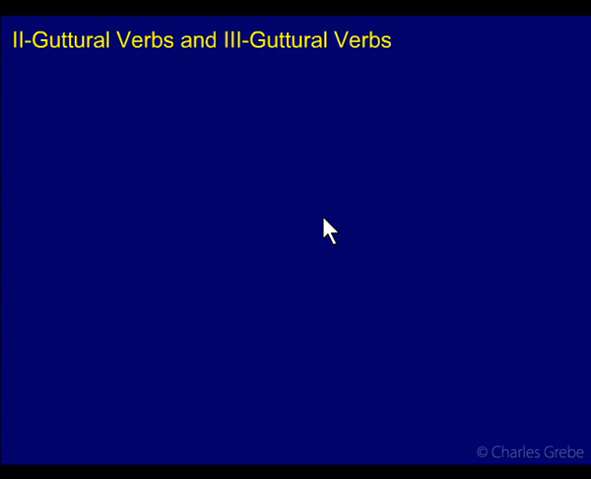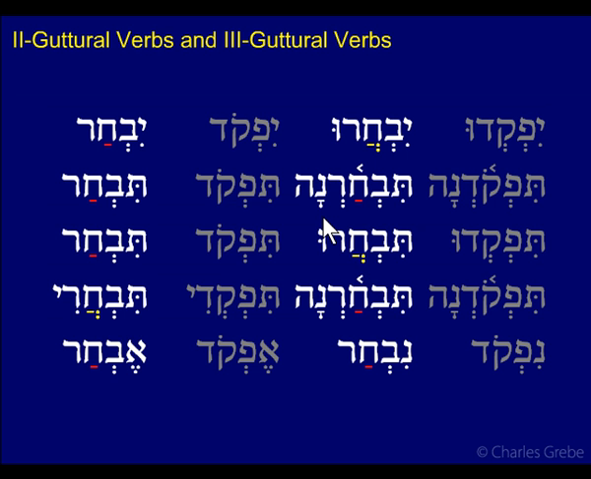Second guttural verbs and third guttural verbs. As usual, we'll take a look at what happens when you put gutturals in these verbs. And again, this is not something to memorize, this is just something to be aware of. And you'll see it follows the rules that we've already encountered so many times already.